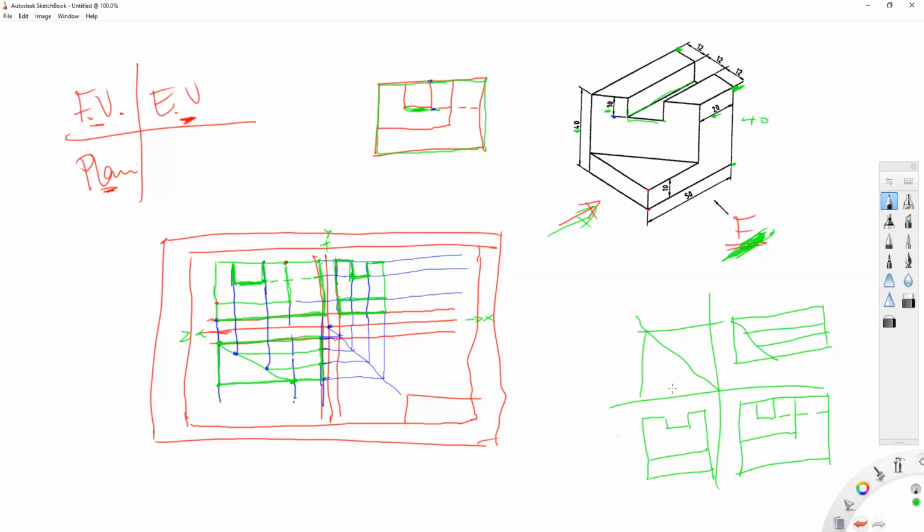Are you okay? So if you start from the front view, you have to project to the plan, get the outline for the plan, project to the end view, and get the end view done. And if you start from the end view, maybe you're able to draw the front view. You can project from the two to determine the plan. Are you okay? Yes, sir.